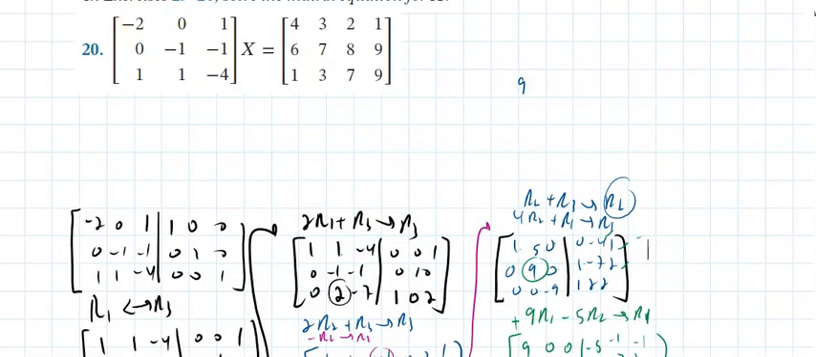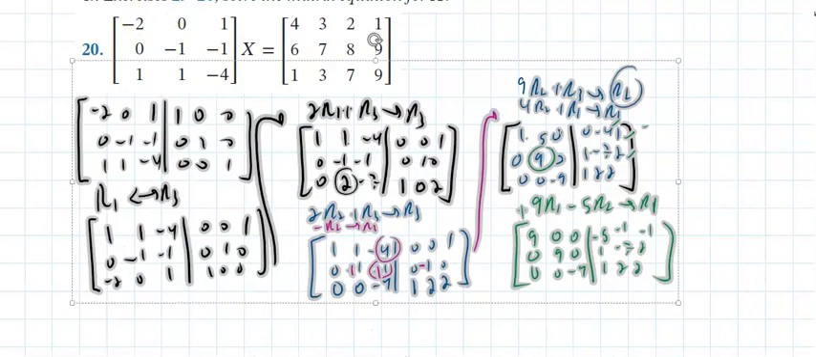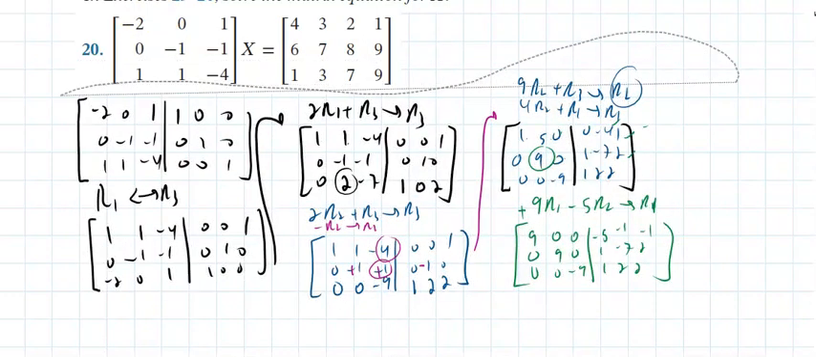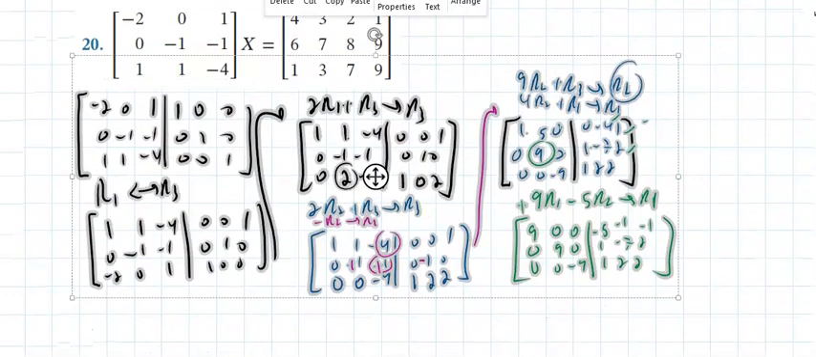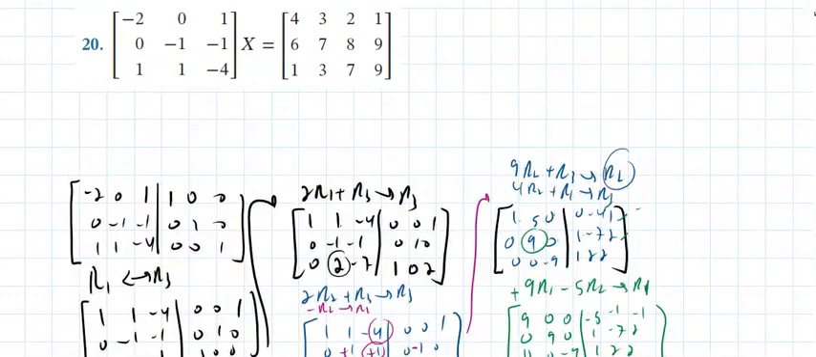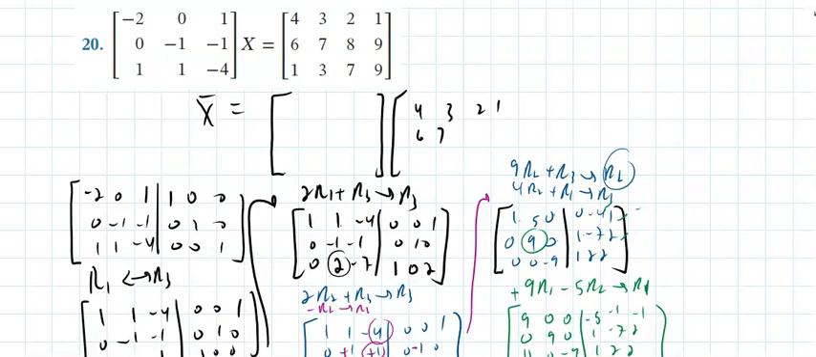The inverse would, oh, what did I miss? You can get the inverse by dividing row 1 by 9, row 2 by 9, and row 3 by negative 9. So multiplying on the left hand side, I'm going to get x to equal the inverse multiplied by 4, 3, 2, 1, 6, 7, 8, 9, 1, 3, 7, and 9. And let's see if that's doable.